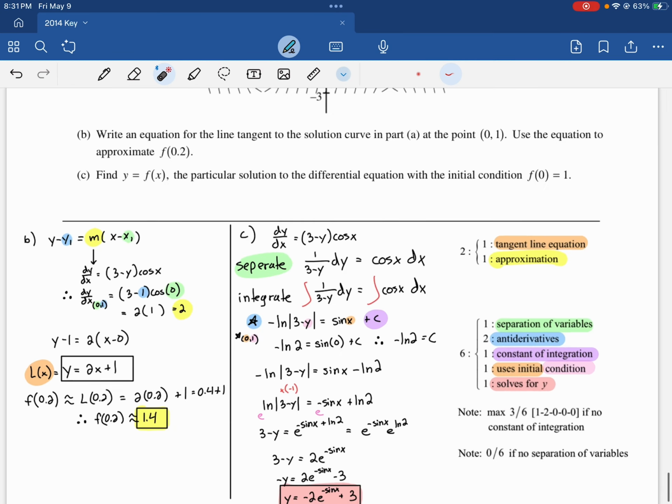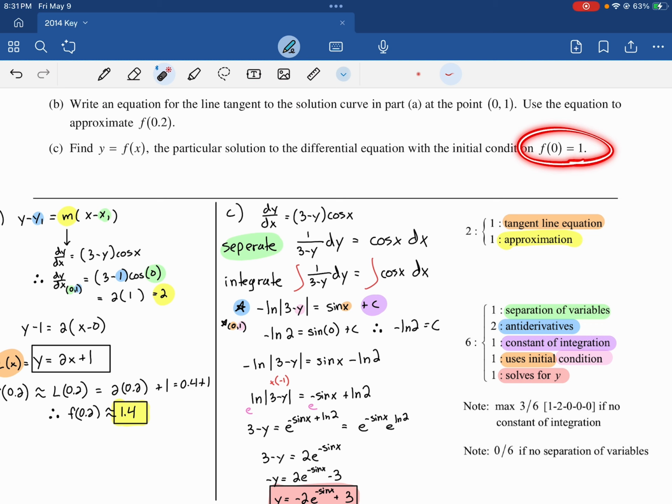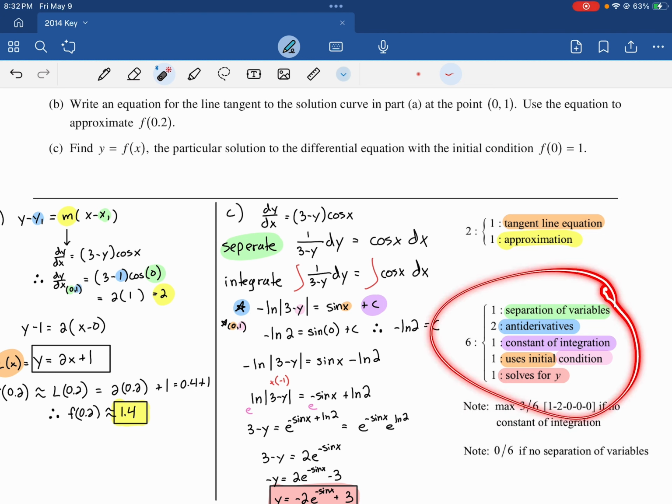Last part. Find y equals f of x, the particular solution to the differential equation with initial condition f of 0 is 1. I believe on this year's mock exam, we had one of these where this was worth about 5 points. Back in 2014, they made it worth 6. Having this in your pocket, being confident about separating and integrating, is worth a whole lot of points. So make sure we lock in here.